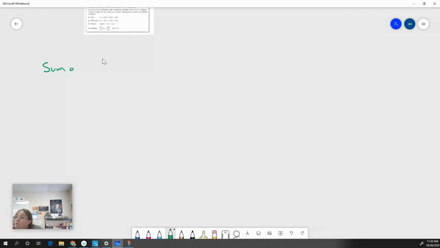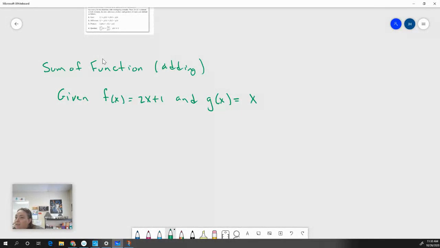And when we're talking about the sum of functions, that is usually addition, right? Anytime you hear sum, we're talking about adding, right? So if I am given two functions, so given f of x equals 2x plus 1 and a g of x that equals, say, x squared plus 2x minus 1, we want to find f plus g of x.